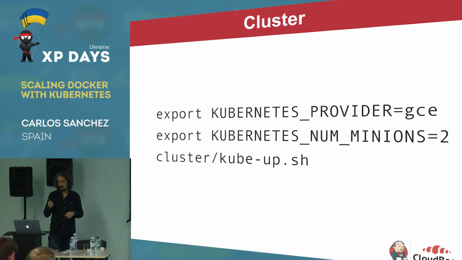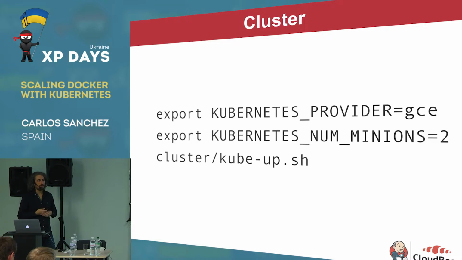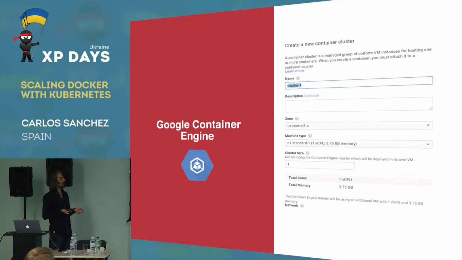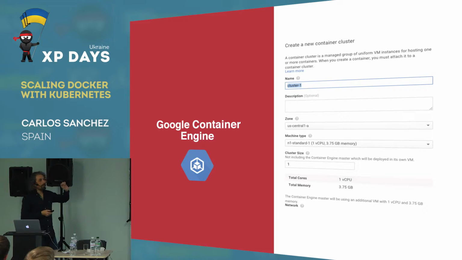And obviously, this is a project that was started by Google, using their knowledge of a lot of years working with containers. And one of the things they did was create Google Container Engine. Basically, you go to the Google Cloud console, and you say, I want to create a new container cluster, which is basically Kubernetes running behind the scenes. Just go in, fill the fields, and say how many nodes you want, in what zone, what machine type, and what's the size of your cluster.